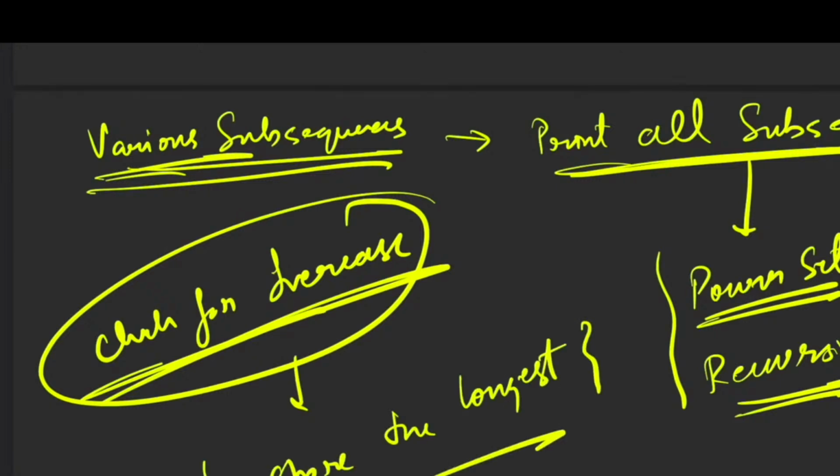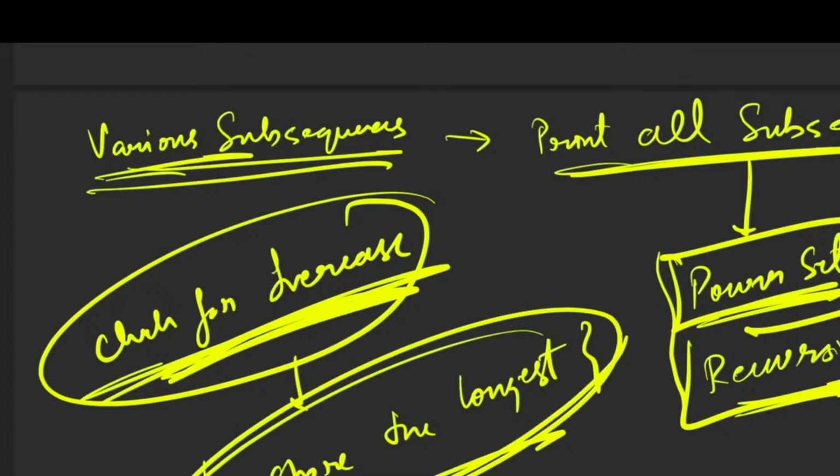I will not be diving deep into it because you can just go across and watch power set or recursion, generate all subsequences. Once the subsequence is generated, you just see if that subsequence is increasing or not, and if it is, then you check for the longest one. So that's the brute force.